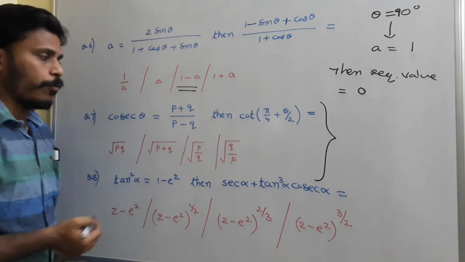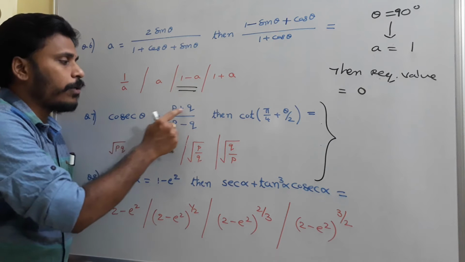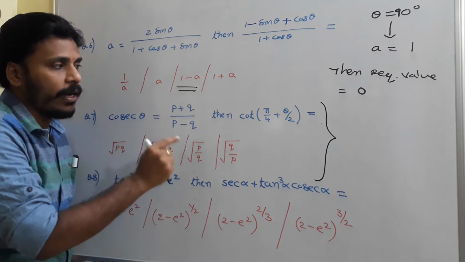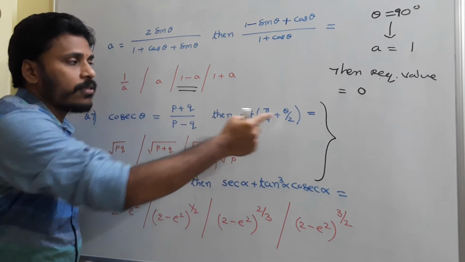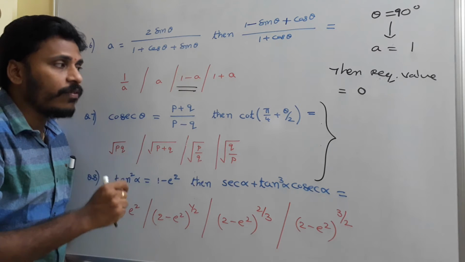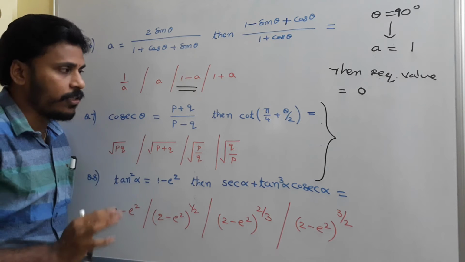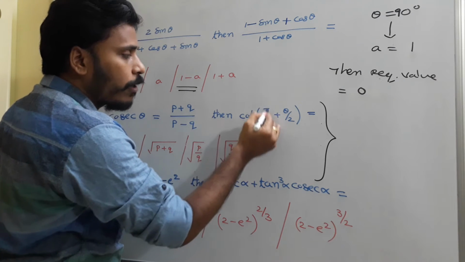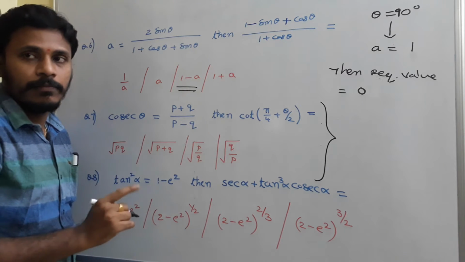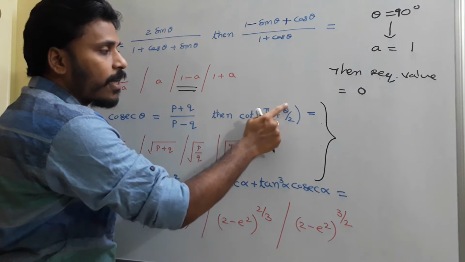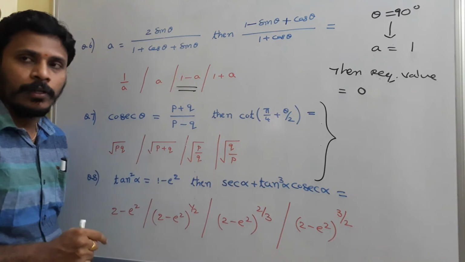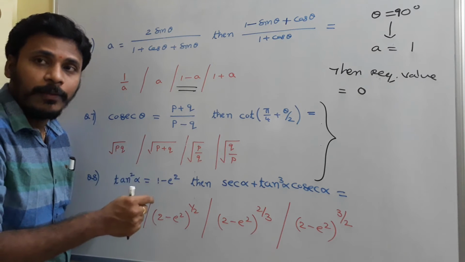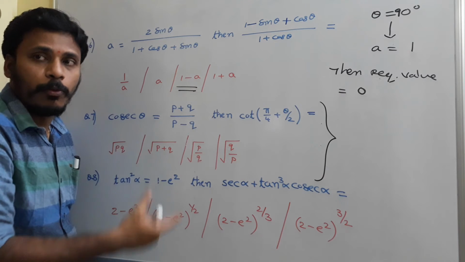When you think about the next problem, cosecant theta is (p plus q) by (p minus q) as given, and they are asking us to find cot of (pi by 4 plus theta by 2). Again we are going to solve this in a logical way. See, you just think about it. This is cot of pi by 4. Pi by 4 is 45 degrees. So we are going to add some angle to this 45. If the total sum pi by 4 plus theta by 2 is a known angle, then it is easy for us to solve the problem.